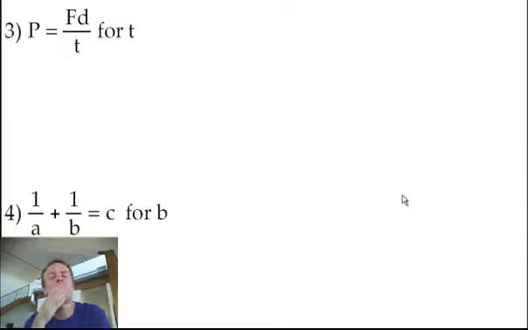Right, okay, so we're going to solve for another variable. Right now this equation says p equals. We want to get to t equals. That's what it says, solve for t. Now there's only four things I think you really need to think about in this.